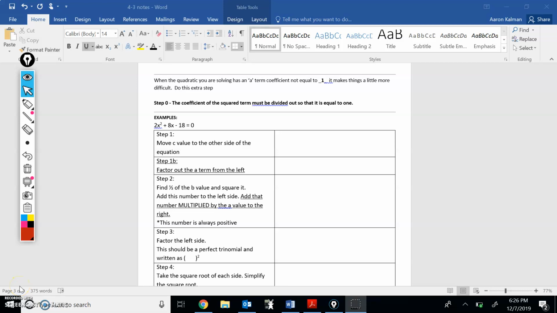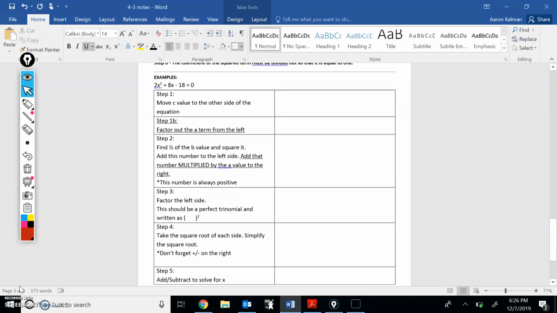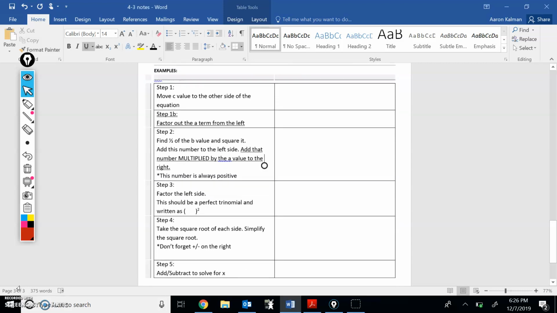Today's video is on completing the square, but we are going to have an a value that's not equal to 1. And there's basically two differences, two little things to add on to our steps when completing the square with an a value not equal to 1. Let's look at our first example.